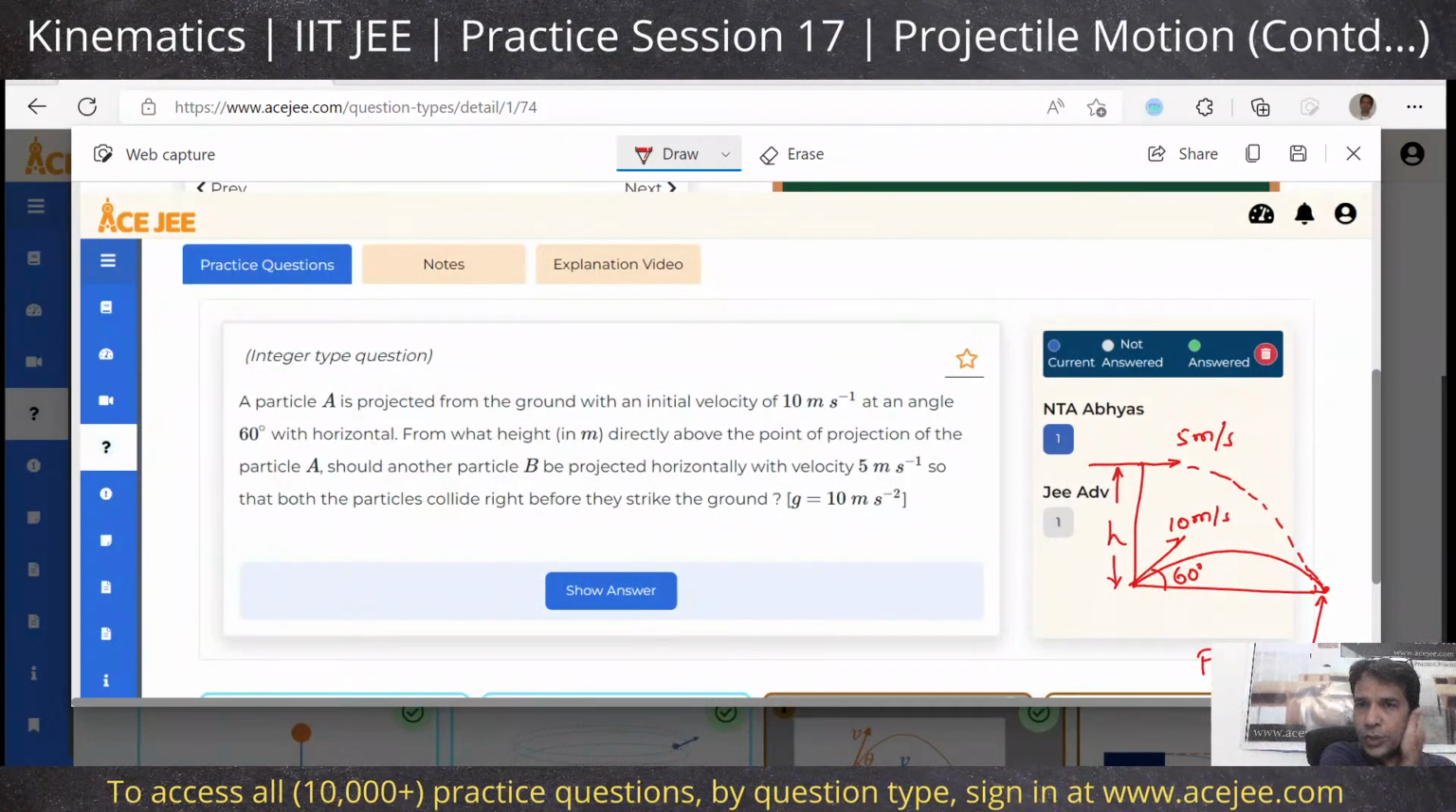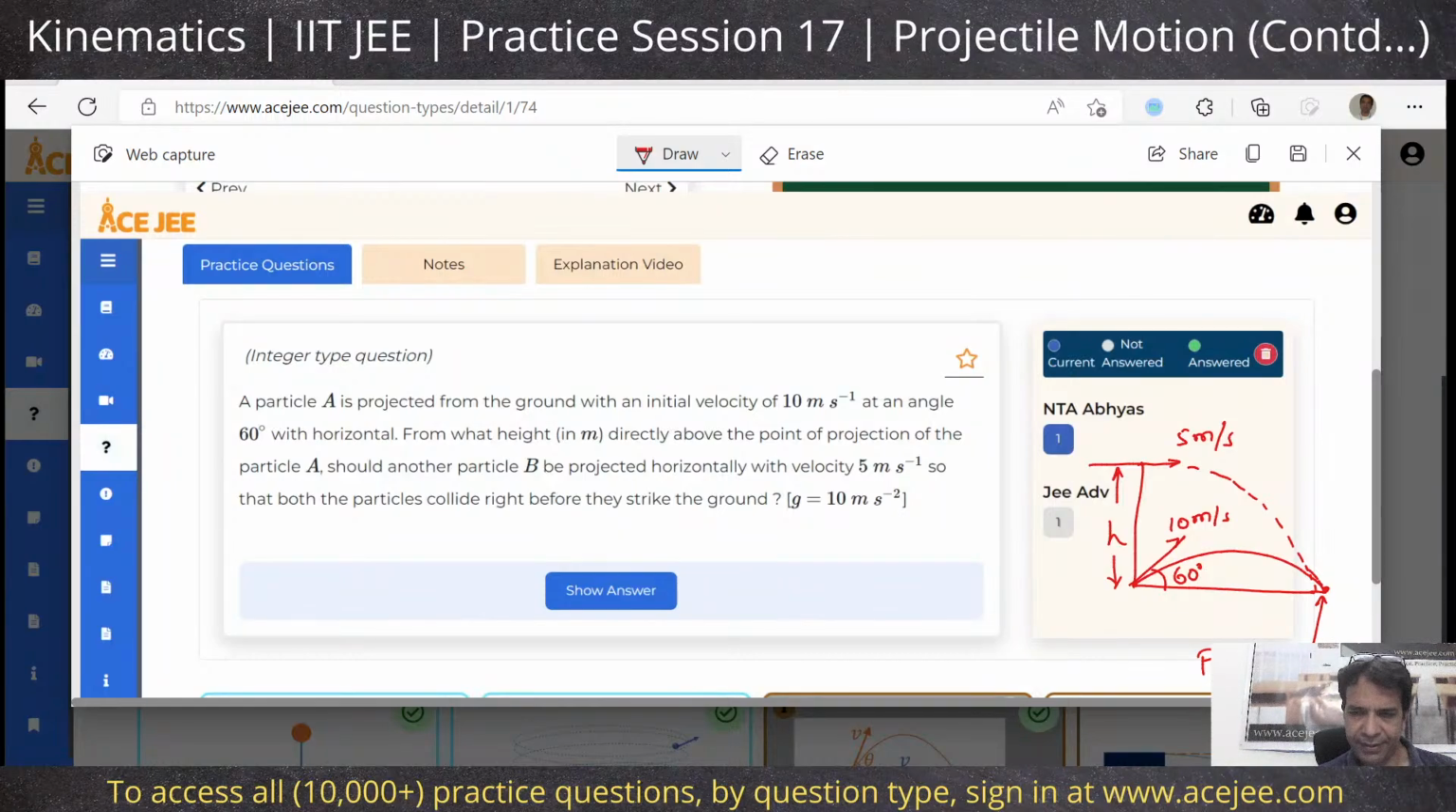For the students on YouTube, if I were to provide a hint, it's fairly simple and straightforward. We know that the two particles collide by the time particle A is about to hit the ground. So you know the time of flight, right? The time of flight would be 2u sine theta by g. So that is the amount of time for which the two particles will be in flight.